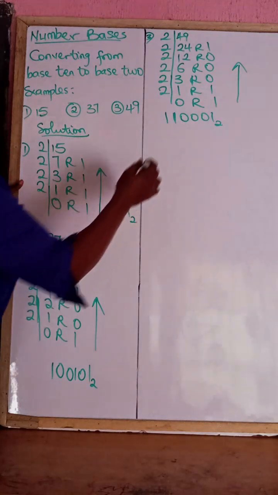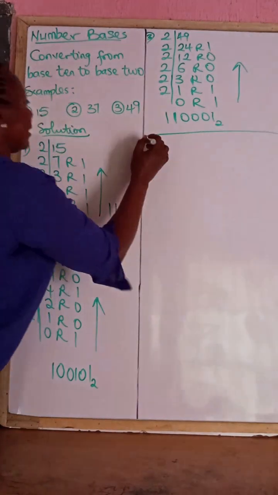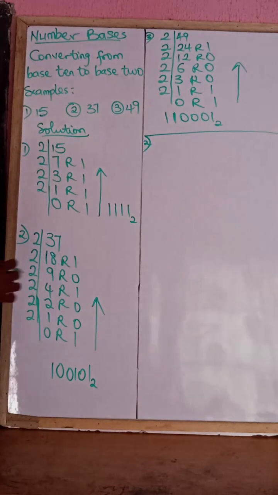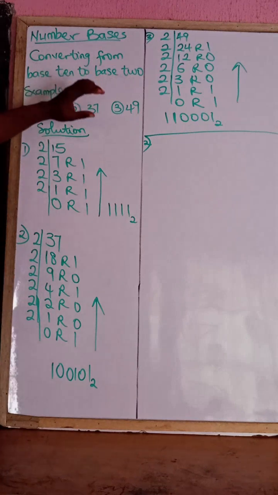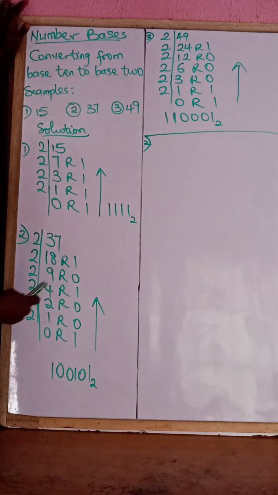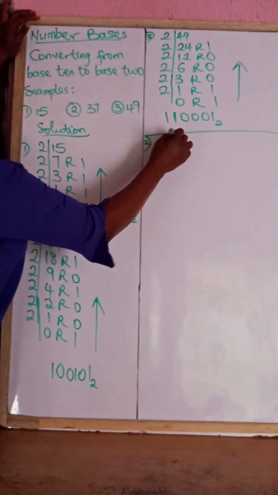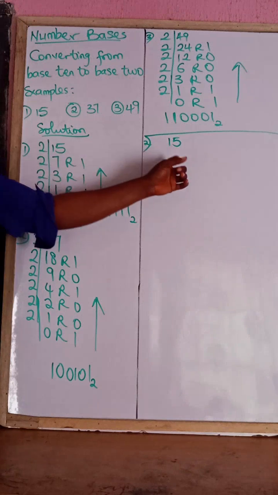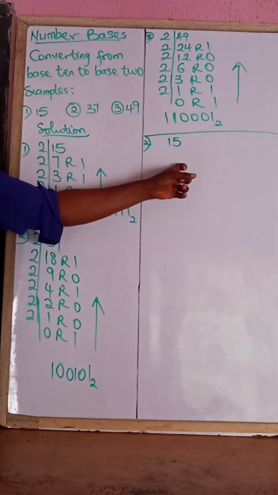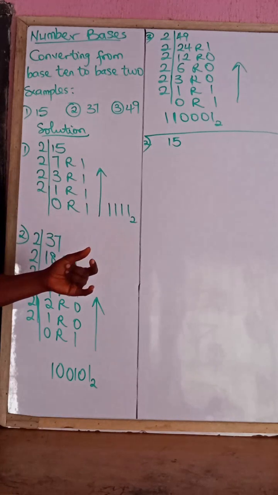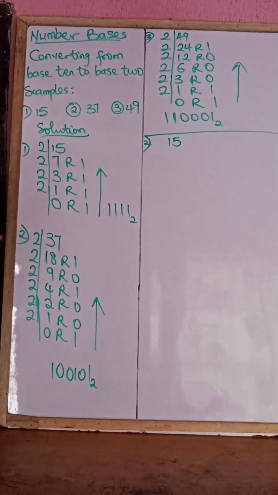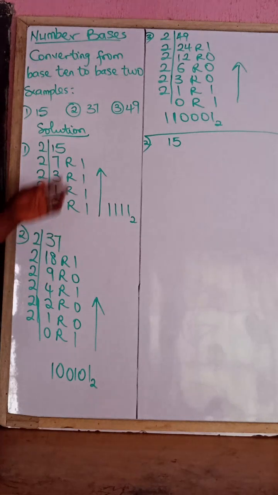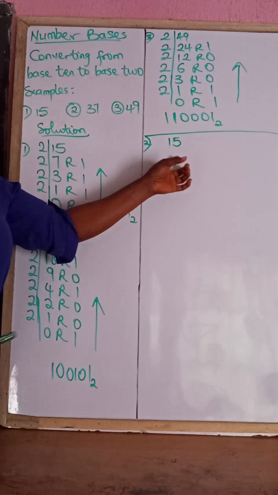Alright, we want to look at the alternative to these things, assuming we want to use the other method. There's another method of converting these numbers to binary, and let's see how it goes. 15. Now, we will be looking for the highest power of 2 we can get in 15. We understand multiples, but it's the highest power of 2, not multiple, that we want in 15.